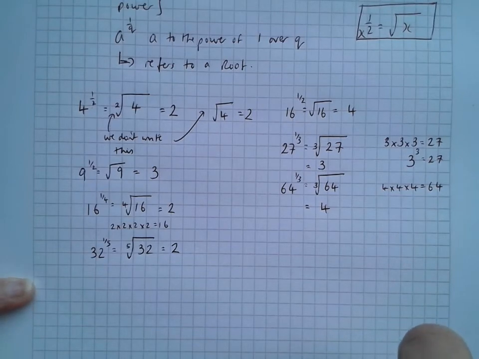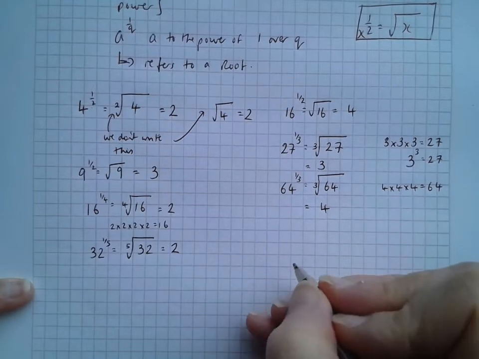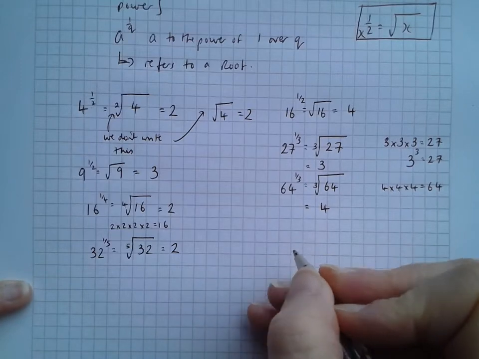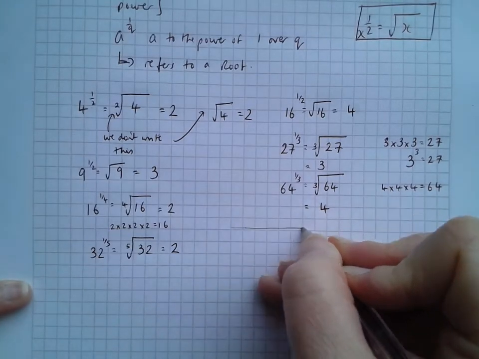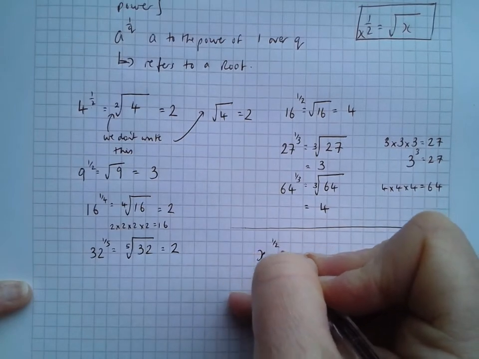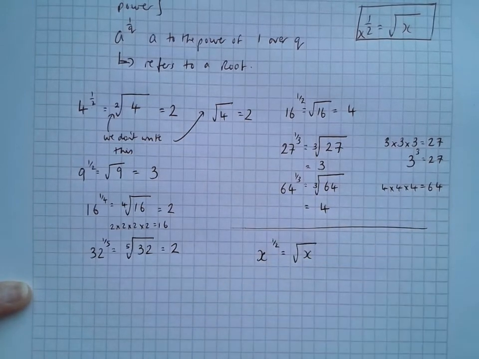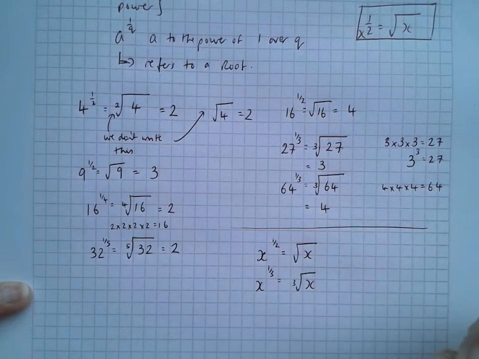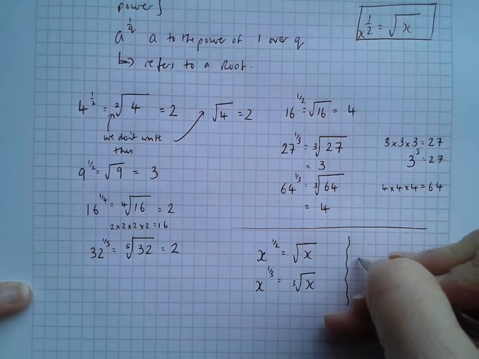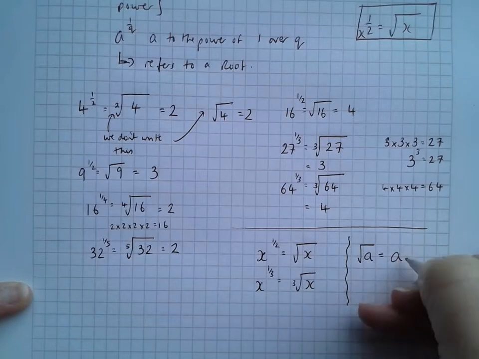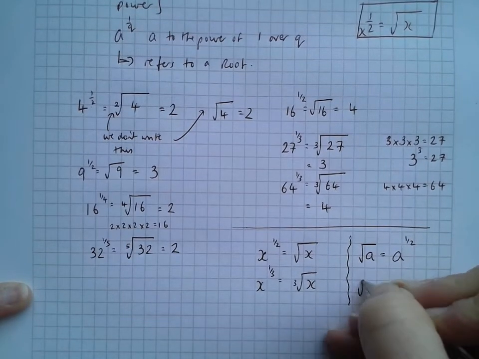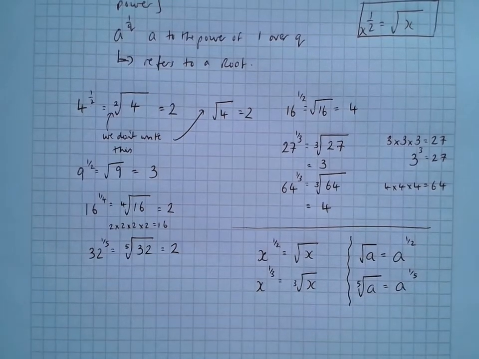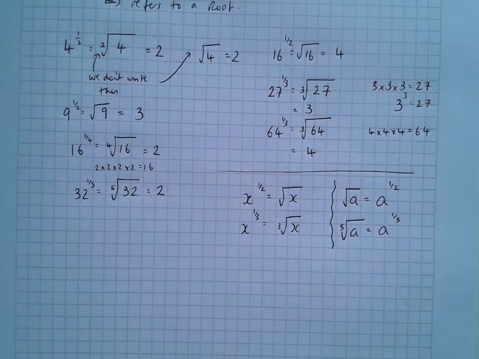Now with letters it's harder to see, but it's not impossible. With letters we usually just have to get from either the root to the fraction power, or from the fraction power to the root. For example, we might have x to the power of a half, and they want us to recognize that that means the square root of x. Or x to the power of a third, which is the cube root of x. Or possibly more likely, they might have the square root of a, and we have to realize that we can write that as a to the power of a half, or the fifth root of a, which we can write as a to the power of a fifth. So that's how the rule works.